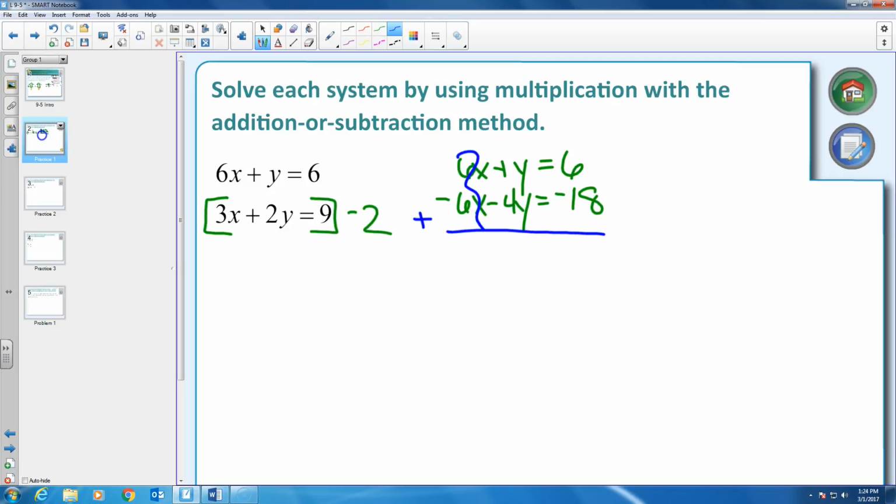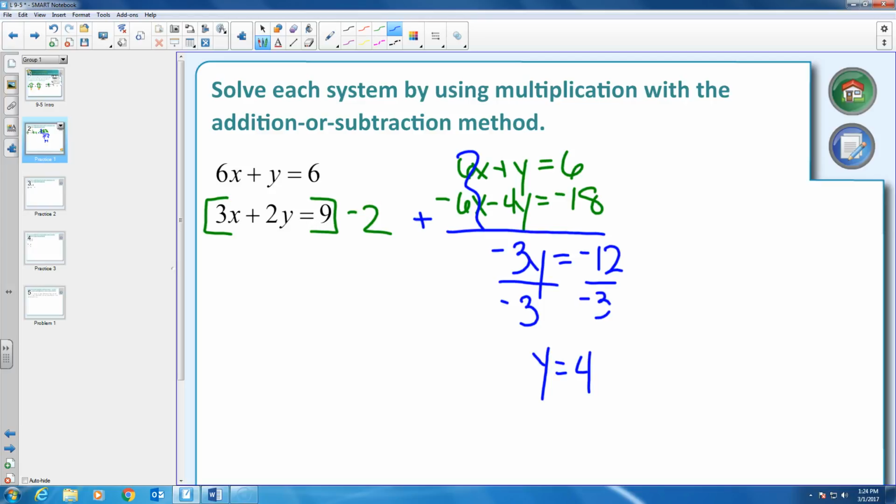So we're going to add, and now we just add what's left. What's y and negative 4y? Negative 3y equals, what's 6 and negative 18? Negative 12. If I divide both sides by negative 3 to get y alone, what's y going to equal? 4. Y is going to equal 4. So we found y. Are we done? No. Just like last night, we have to have an ordered pair.